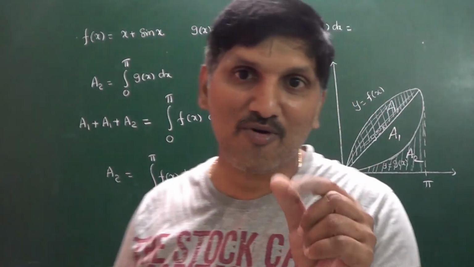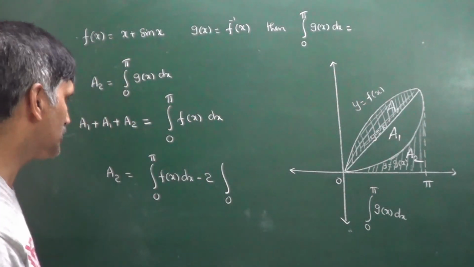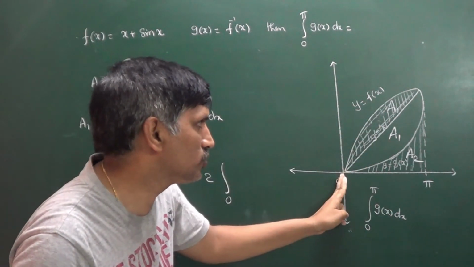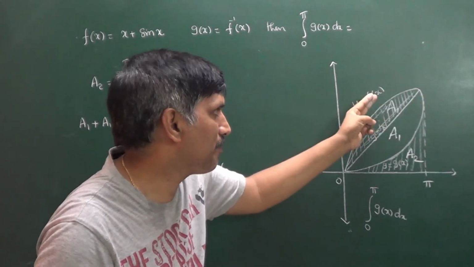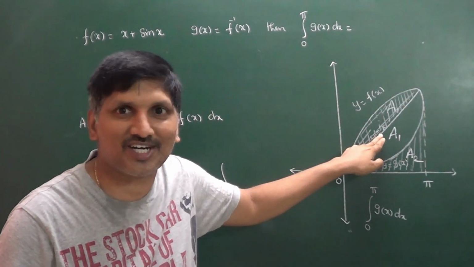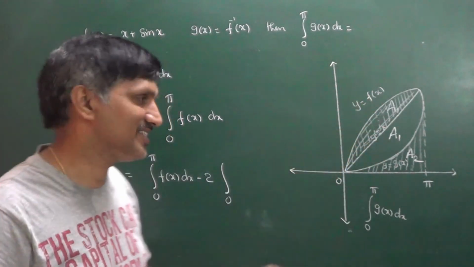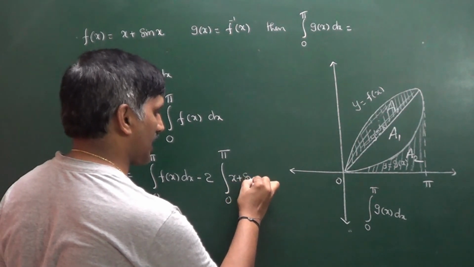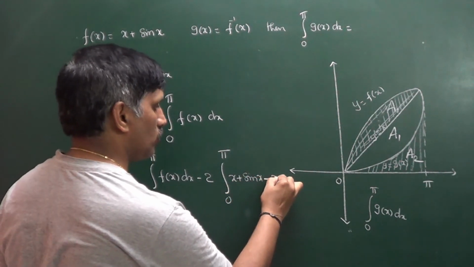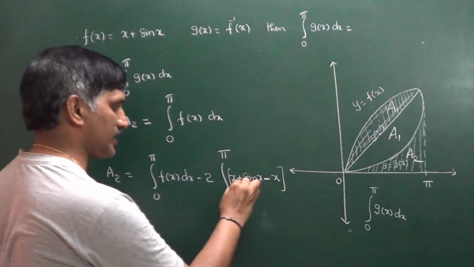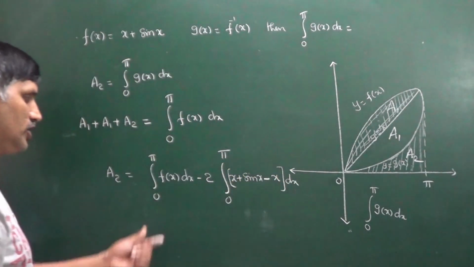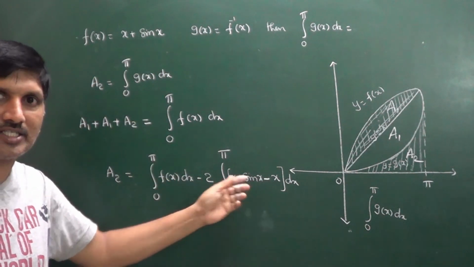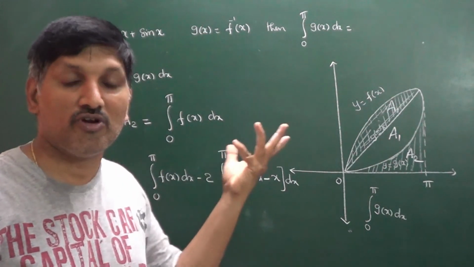Can anyone say what about this A1 area? A1 is the area bounded between two curves. That's why this A1 area is equal to, x values are changing from 0 to pi, upper curve minus lower curve. What is the lower curve? Lower curve is the line y is equal to x. That's why integral 0 to pi, upper curve is x plus sin x minus lower curve, the line y is equal to x. So here f of x is equal to x plus sin x. Here x cancels, you will get sin x. This integration you can find out, you will get the same answer.